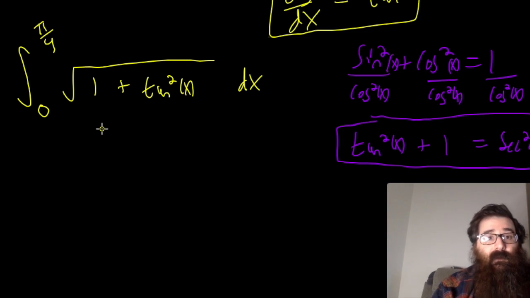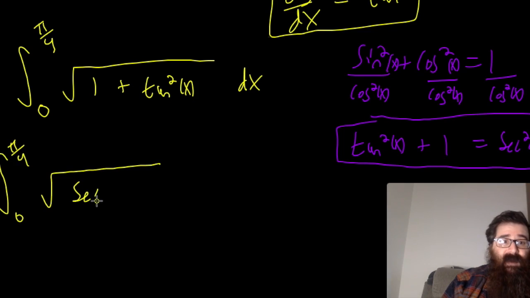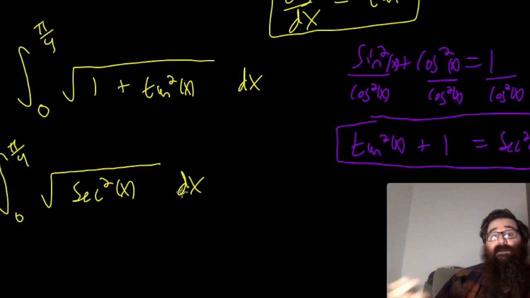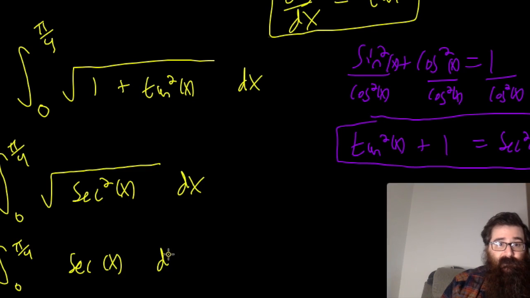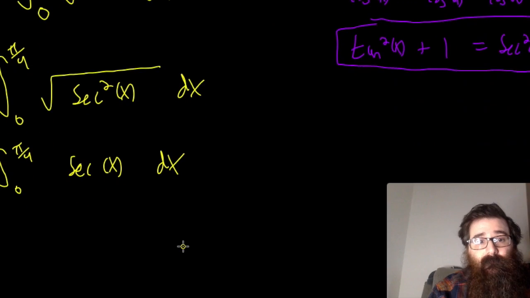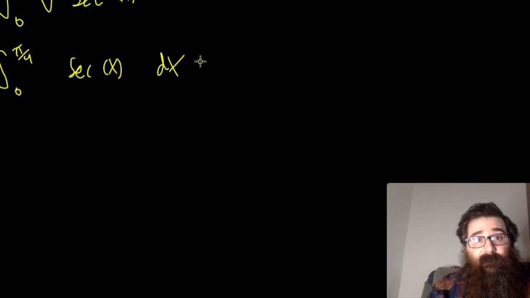So I can rewrite this as the integral from 0 to pi over 4 of the square root of secant squared of x with respect to x. And the square root of secant squared reduces to just secant. So here we have the integral from 0 to pi over 4 of secant of x with respect to x. Now we want to know, what is the antiderivative of secant?